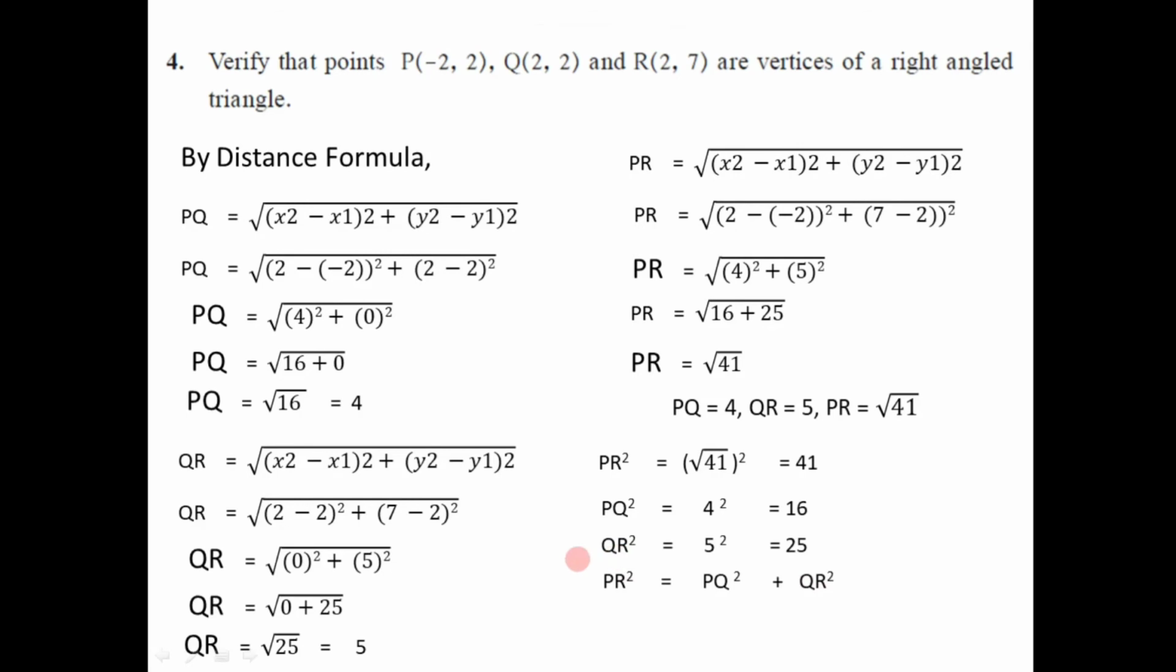That means for this triangle PQR, the square of the largest side is equal to the sum of squares of lengths of the remaining two sides. That is PR square is equal to PQ square plus QR square. And if it is the case for any triangle, by Pythagoras theorem, we can conclude that the given triangle must be a right angle triangle. That's why triangle PQR is a right angle triangle. That is what we wanted to prove.